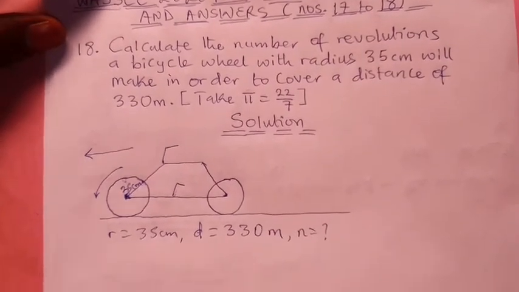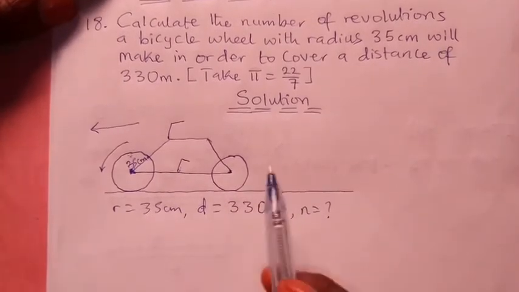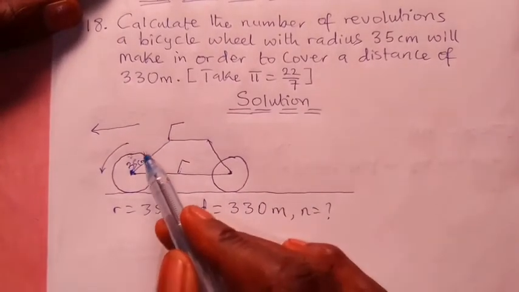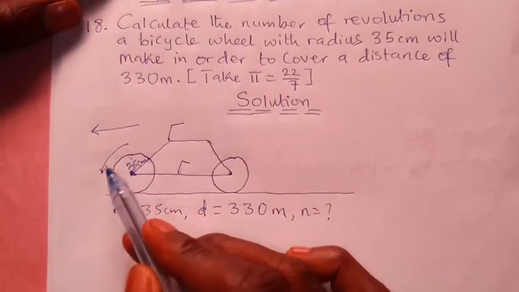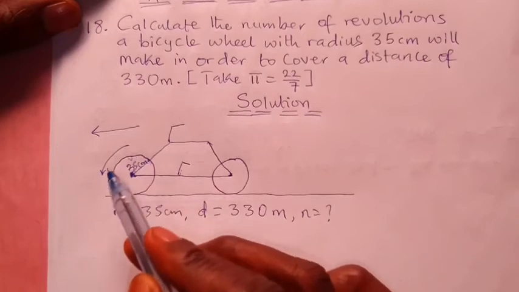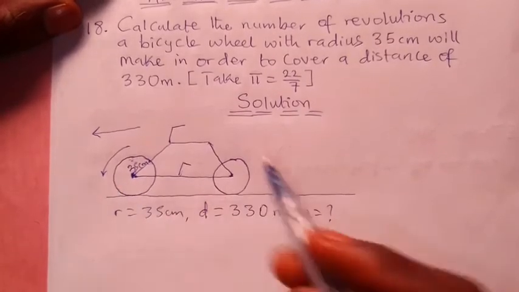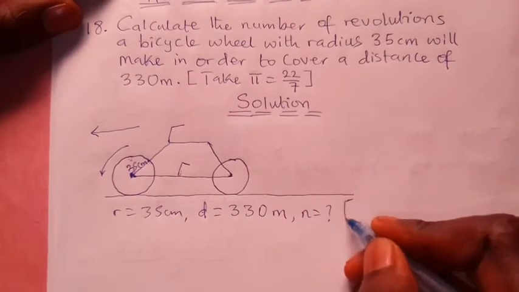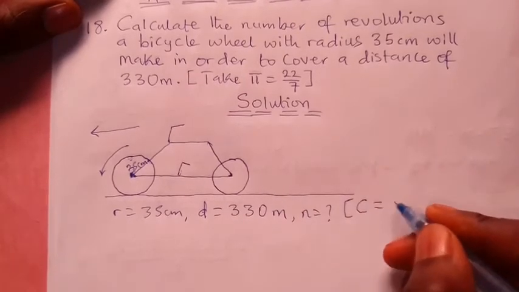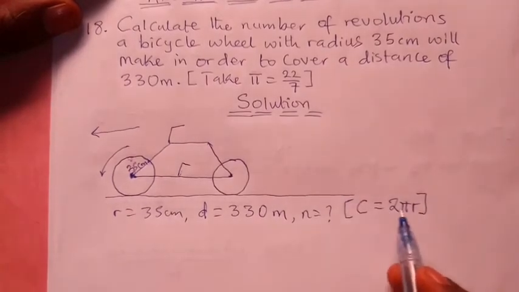Okay, now, having done all of this, what we are going to ask ourselves now is, how are we going to get the answer? It's very simple. We come to the wheel. You know the wheel is turning round, okay? And from what I just said now, the distance round the circle is known as what? Circumference. And we know that our circumference has a formula of 2 pi r. So this is the formula we shall be using, okay?